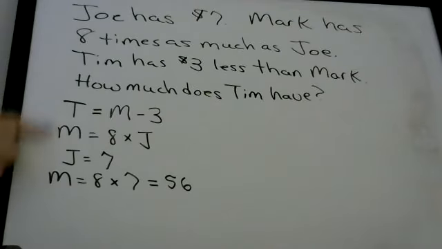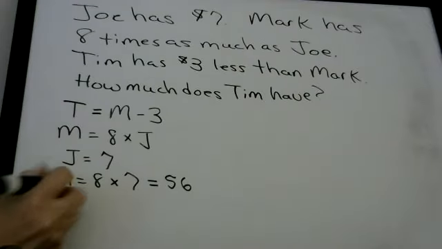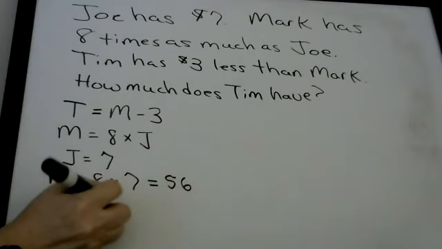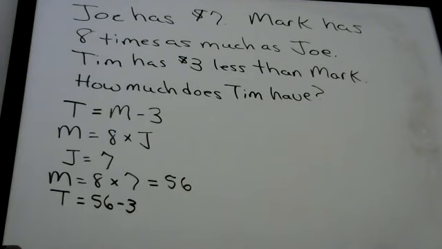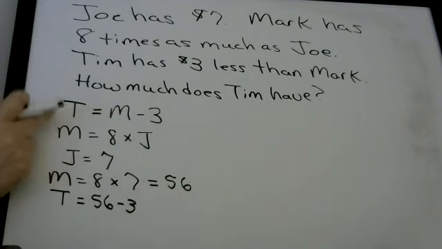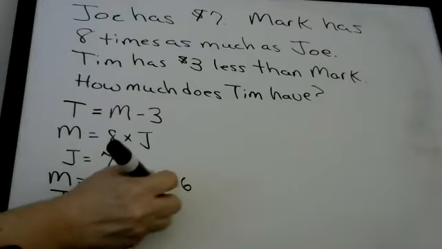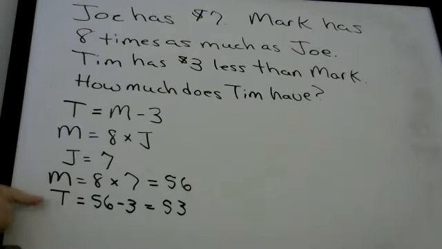We want to know how much Tim has. But now we can solve for Tim. Just plug it in. M equals 56. 56 minus 3. So we're just plugging this into the formula that we created. T equals 56 minus 3 equals 53. So how much money does Tim have? $53. So just write it out step by step, knowing how to set up these algebra problems, and then you can solve them fairly easily.